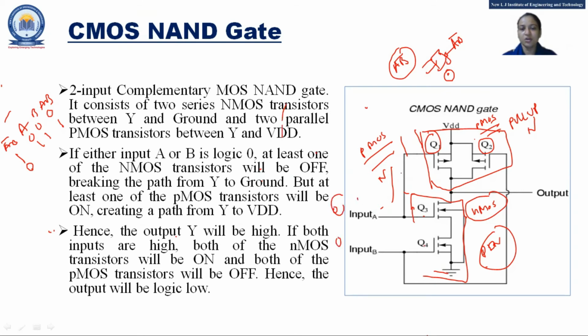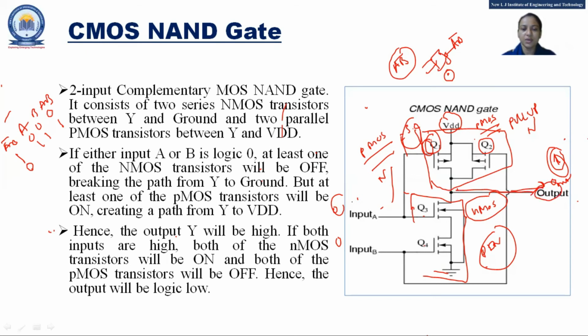As we all know, if we apply 0 at a PMOS, it will be in short circuit, so the current will flow in parallel. So whatever we apply at VDD, we get at our output. So logic 1 will be received, and Q3 and Q4 will be in open circuit, so the current will not flow there. Whatever VDD is applied through this PMOS, we receive at our output.